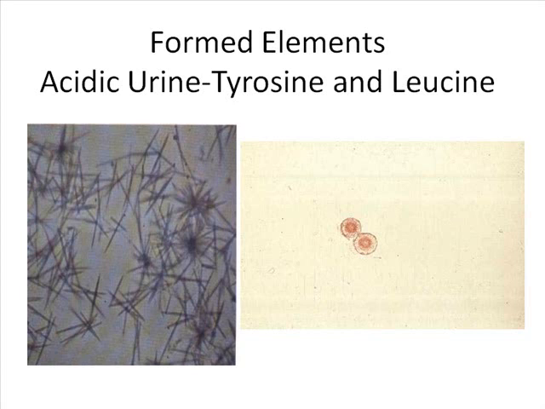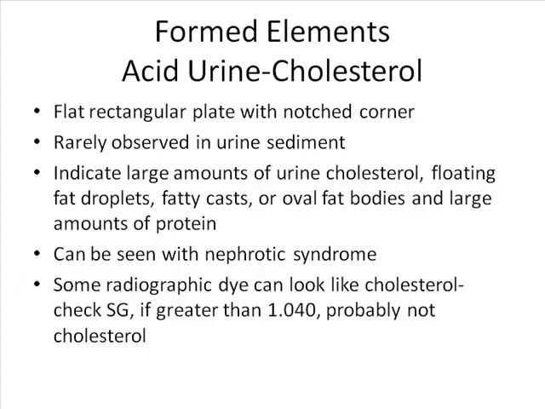You can see tyrosine and leucine too with people going into not renal failure, liver failure, because you will start to see more amino acids that are not metabolized in their urine.